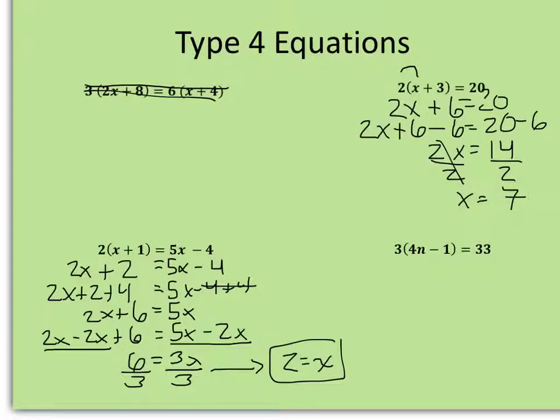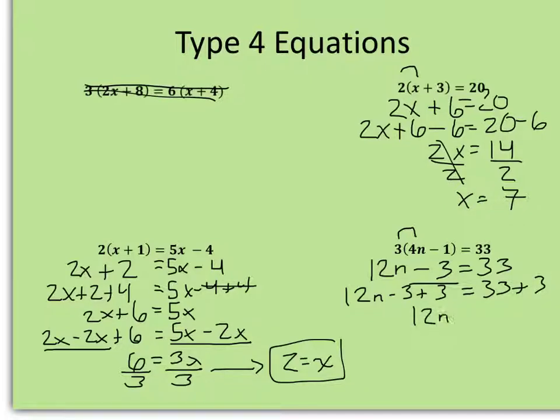Let's do the last question. First I'm going to distribute. So 3 times 4 is 12n. There's a negative in the middle, a takeaway. And 3 times 1 is 3. 33 is on the other side. I'm going to get rid of that first. So 12n take away 3. I'm going to add 3 to get rid of it. So 33 plus 3. The 3's cancel out and I'm left with 12n. 33 plus 3 is 36. There's my one-step equation. I'm going to divide by 12, divide by 12. They cancel out. My n gives me 36 over 12, 3.